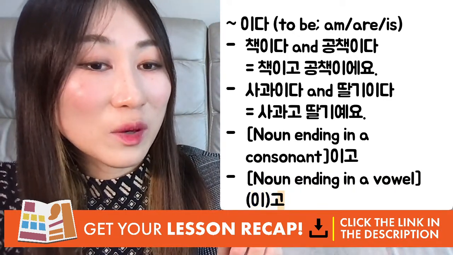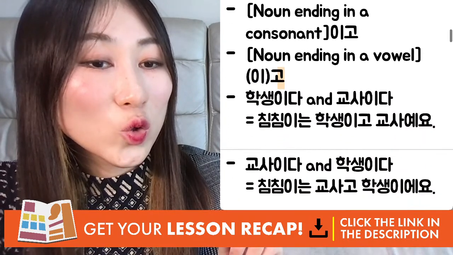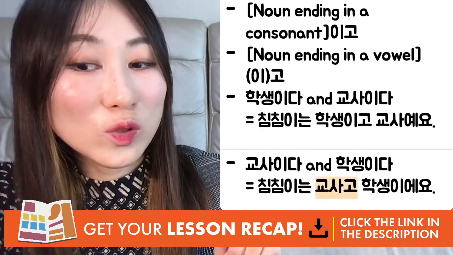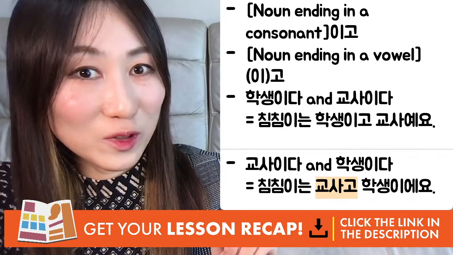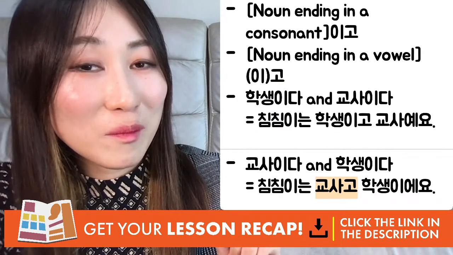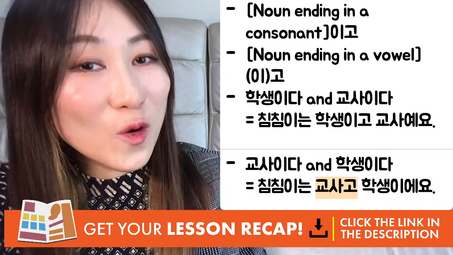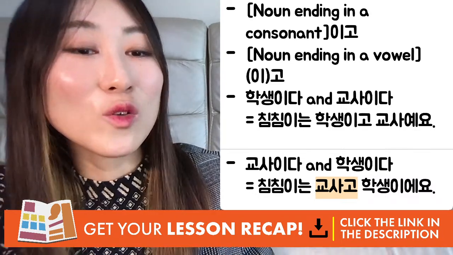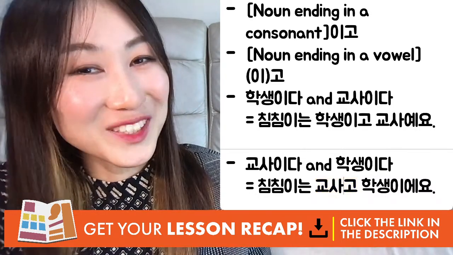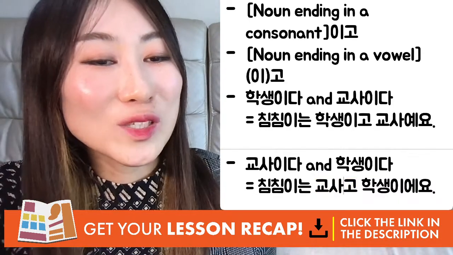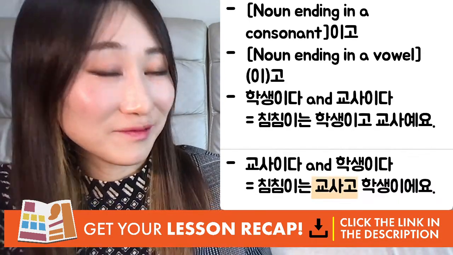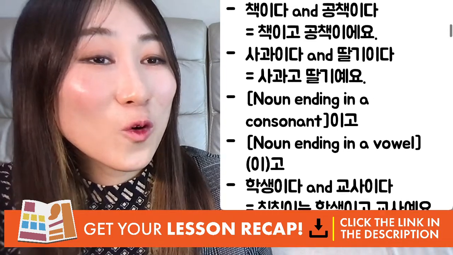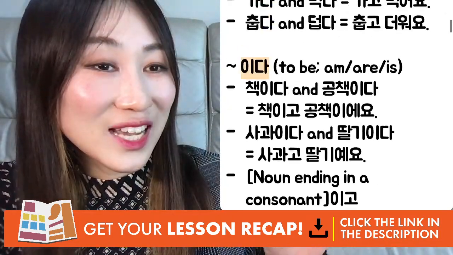For example, 교사이고 is okay. But Korean people love shortening 교사이고. When you pronounce it quickly, you can omit 고. So it becomes 교사고. So this is only for 이다, not other cases.